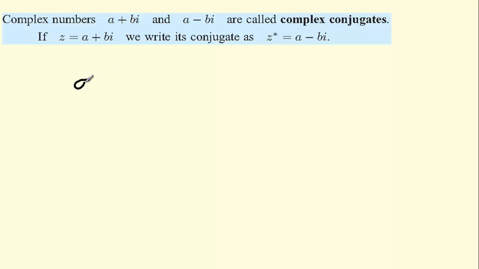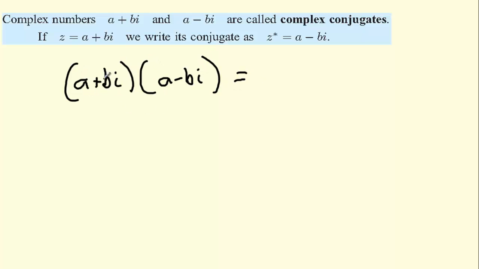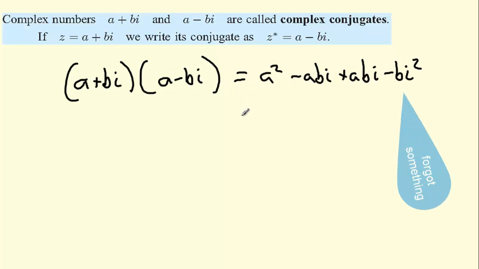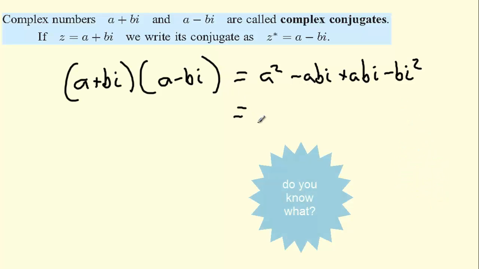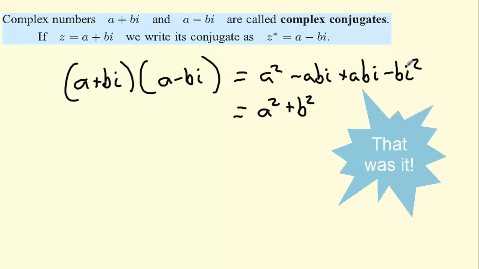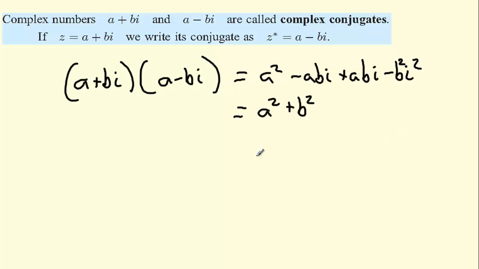The complex number a plus bi has a complex conjugate, a minus bi. When you multiply them together, the i's disappear. We get a squared, minus abi, positive abi, and then minus b squared i squared. So the abi's disappear, and i squared is -1, which results in a squared plus b squared. That's why we have complex conjugates.